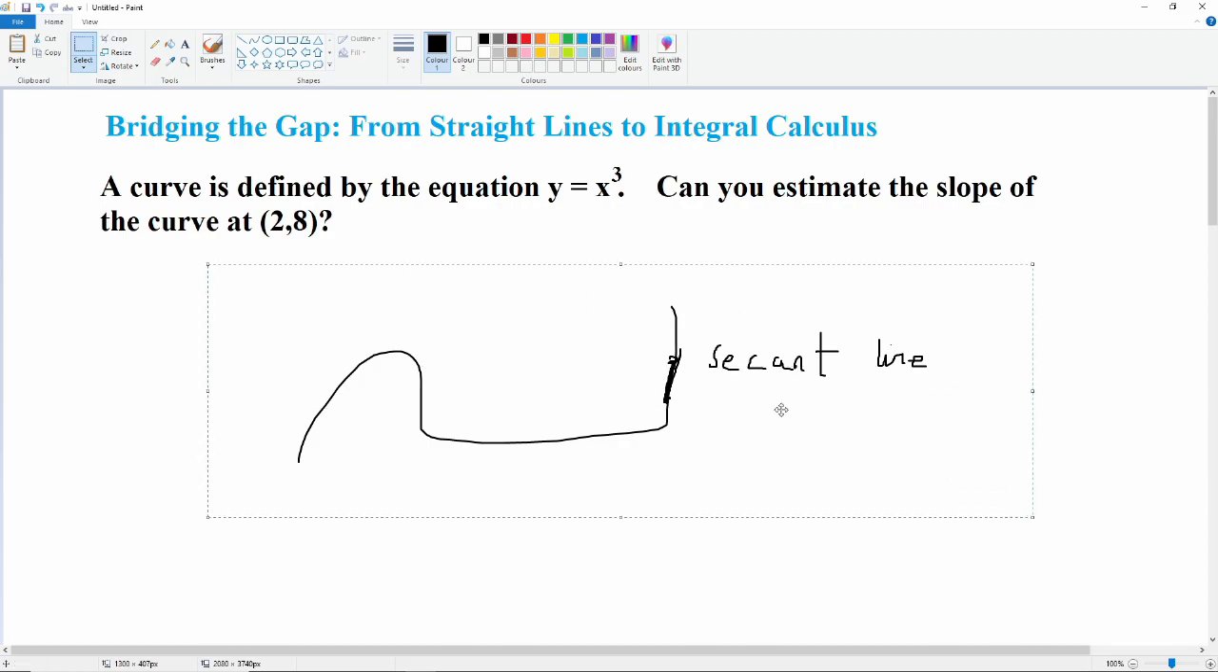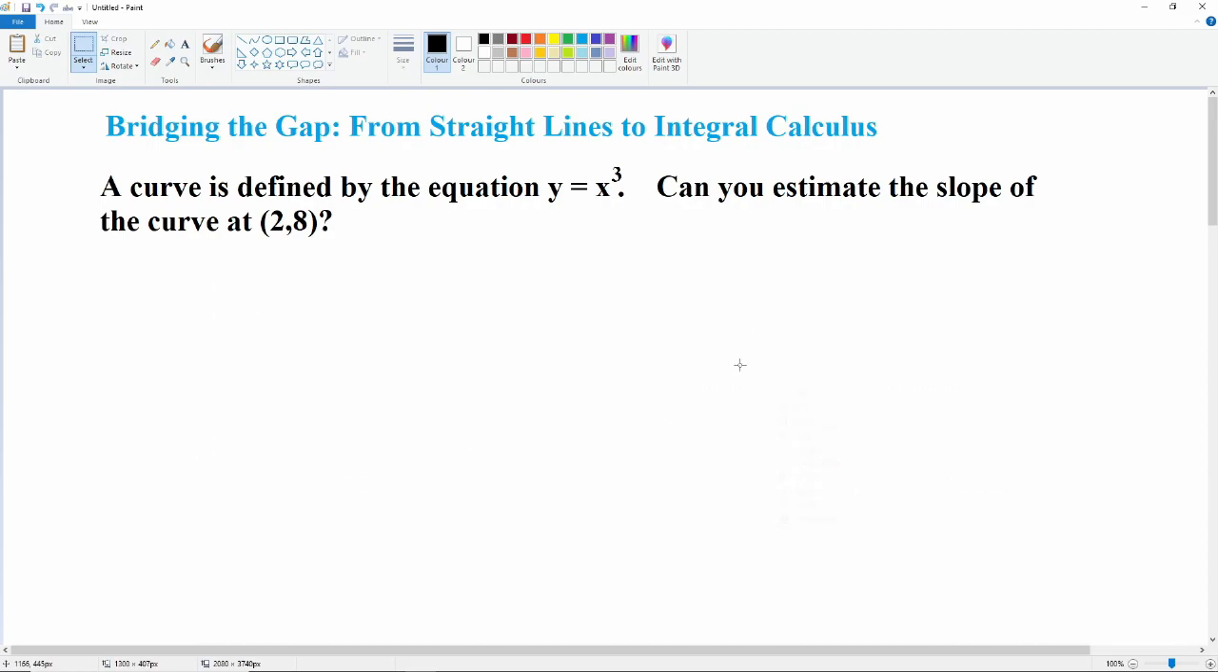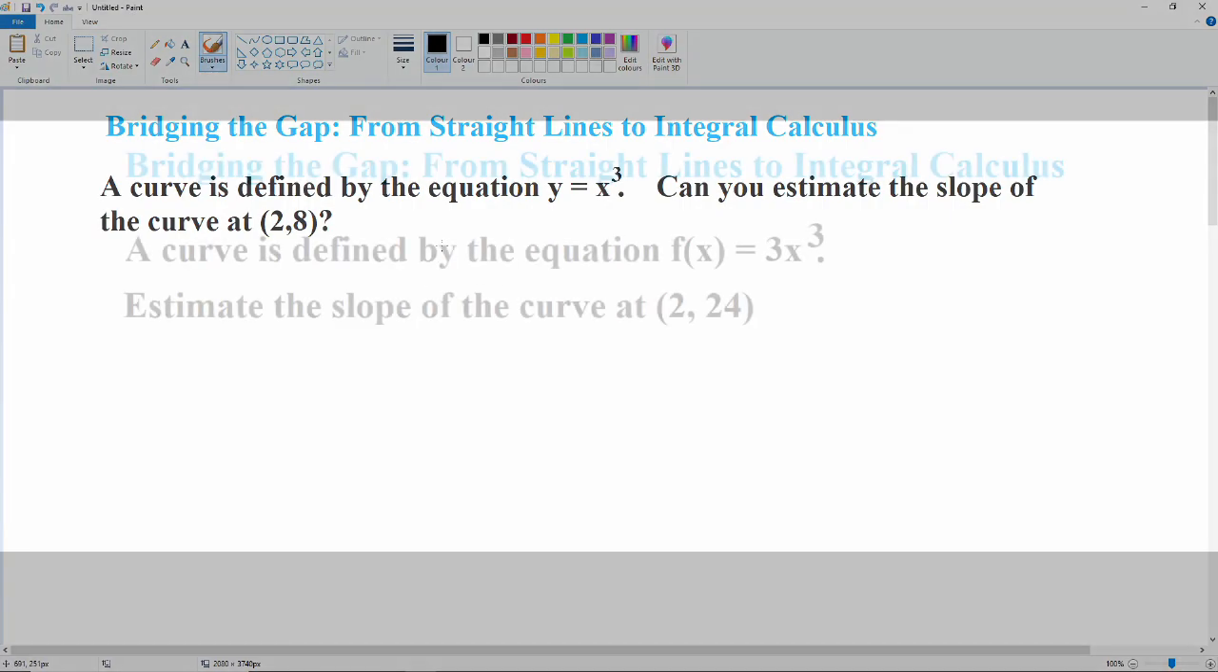In any case, I think that's enough for this lesson. And I'd like to leave you with a question, and I'll pick up in the next lesson where we'll be looking for just such a function that can spew out the gradient of a curve at any particular point.